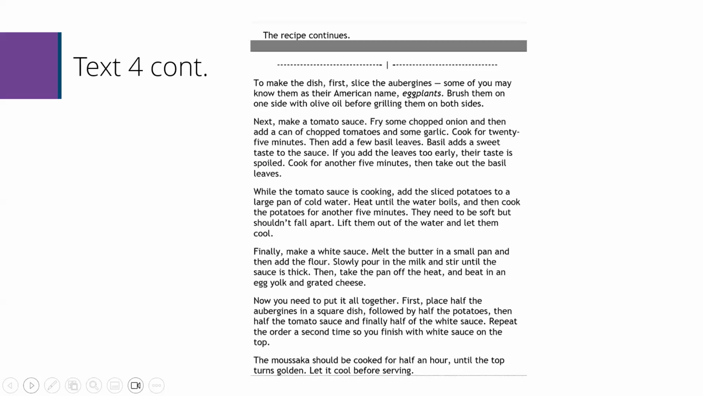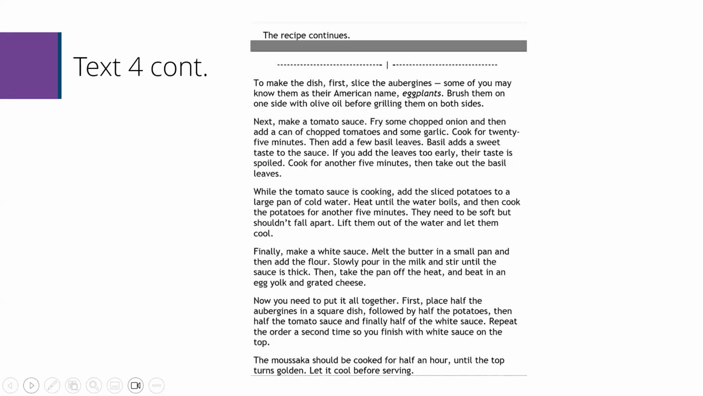So sometimes there will be words here where students need to work to understand what that word means if it's not something that they're immediately familiar with, but it's supported through the text. In that paragraph that begins, "Finally, make a white sauce, melt the butter in a small pan and then add the flour. Slowly pour in the milk." Now, "pour in" may be a word that students don't know in isolation.